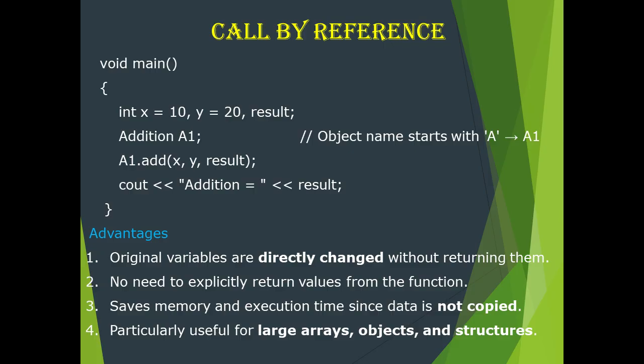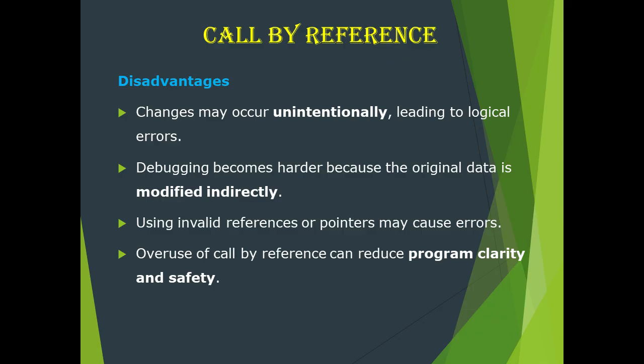Advantages: original values are directly changed without returning them. No need to explicitly return a value from the function. It saves memory and execution time since data is not copied. It is particularly useful for large arrays, objects and structures. Disadvantages: changes may occur unintentionally, leading to logical errors, and debugging becomes harder because the original data is modified indirectly. Using an invalid reference or pointer may cause errors. And overuse of call by reference can reduce program clarity and safety.